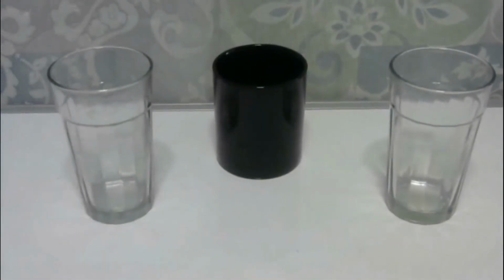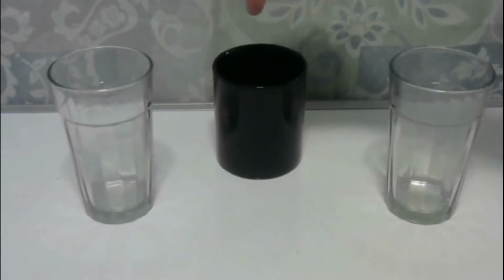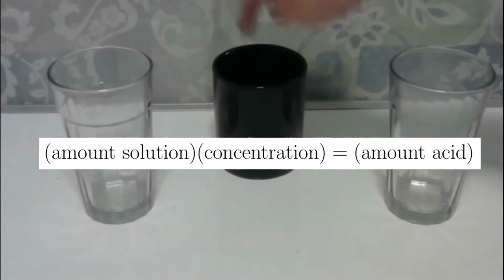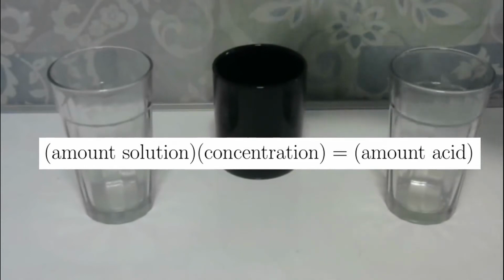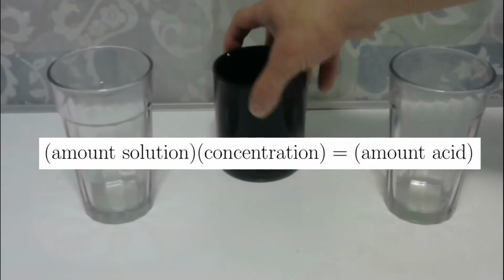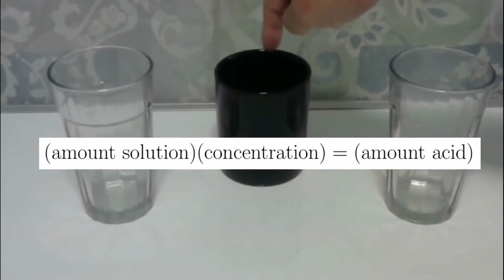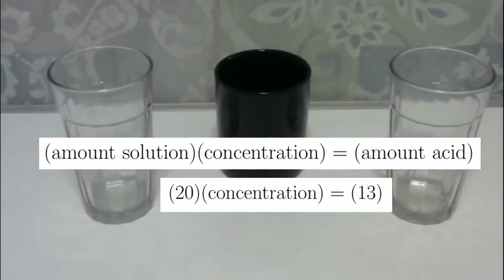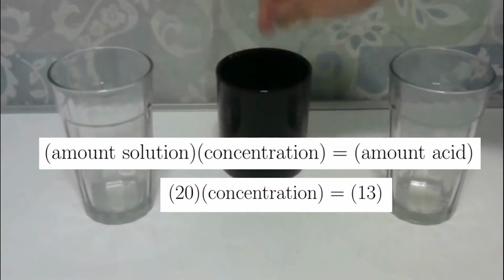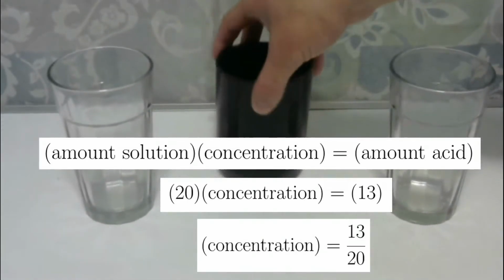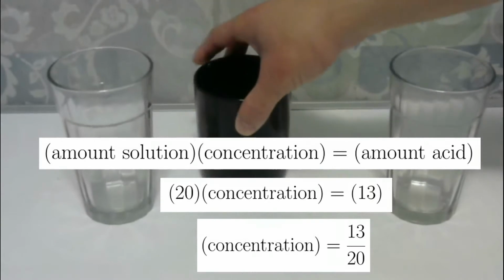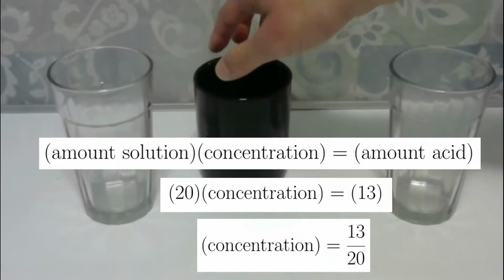Could you compute the concentration if you knew the amount solution and the amount acid in this bucket? Note that the amount solution in this bucket is 8 plus 12 equals 20 liters, and the amount acid in this bucket is 4 plus 9 equals 13 liters. Plugging in 20 and 13 into the concentration equation for this container and solving for the concentration, we see that the concentration of the bucket is 13 divided by 20, in other words, 0.65.